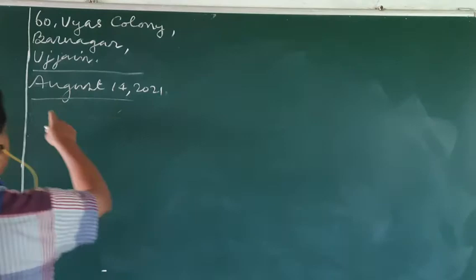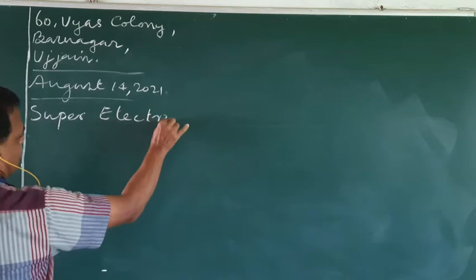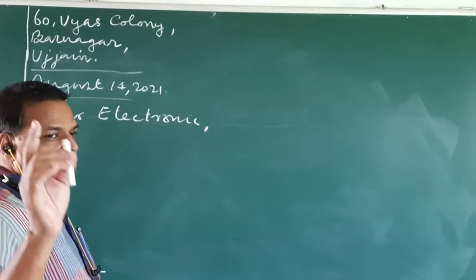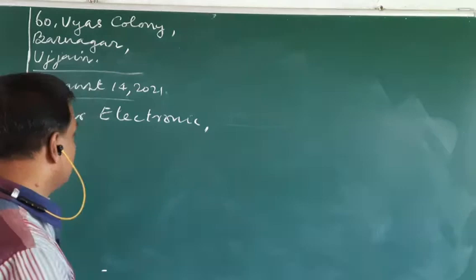Leave a line after the date. Then, supersonic, super electronic, then comma. Comma must be there. If you are not putting a comma, then you lose half a mark. Then, after that, just make an address. That's all. We are writing it for getting marks only. So, therefore, you make an address and write.